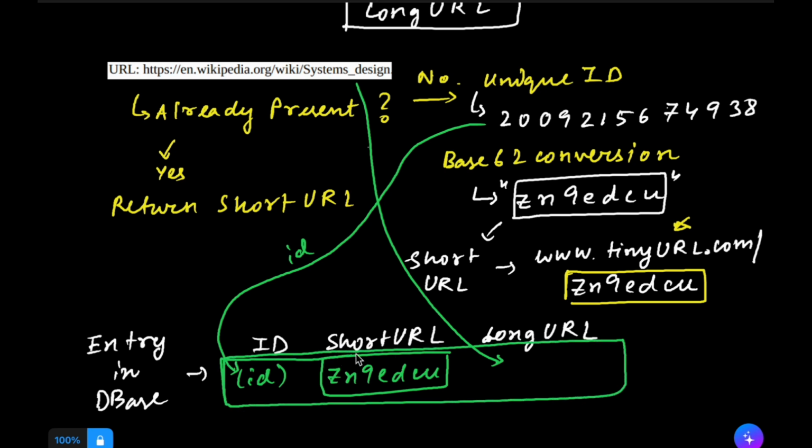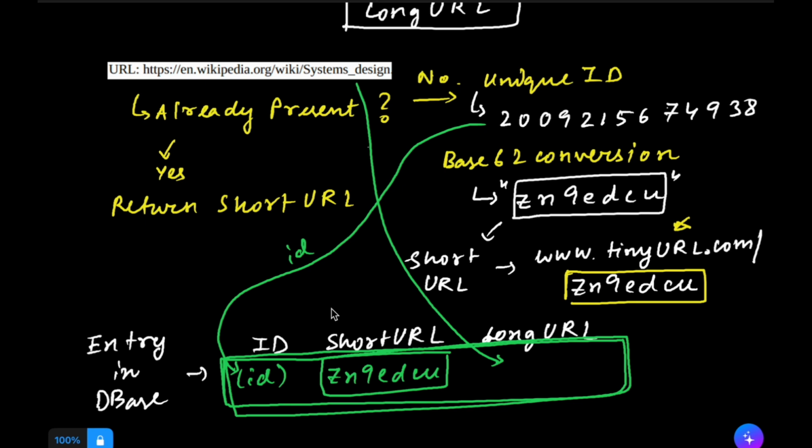And whenever in future we have this long URL again and we want to form a short URL, we'll hit the database, find that this short URL is already present, and get back the short URL. So in this way URL shortening works.